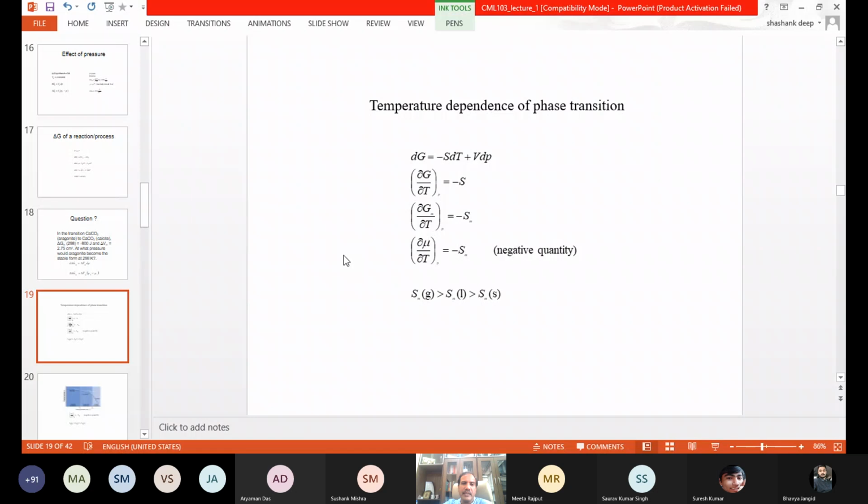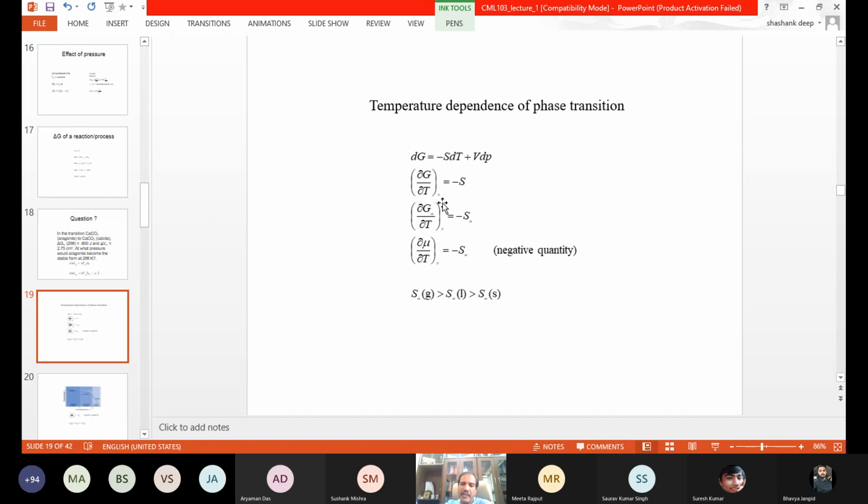Okay, so now let's think about this. In the last two slides I discussed how pressure affects. Now I will discuss how temperature affects the phase transition. This is the equation which we used, and I have already discussed it with you in the last class, but I will show you here one more time. So dG is minus SdT plus VdP. If I want to look at temperature dependence, then I take pressure constant. So what is left is dG is minus SdT at constant pressure.